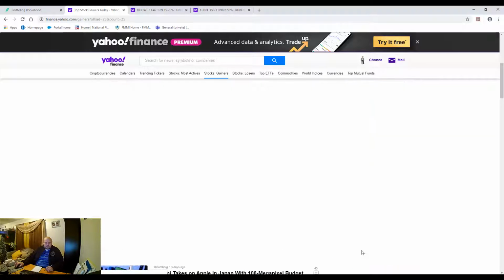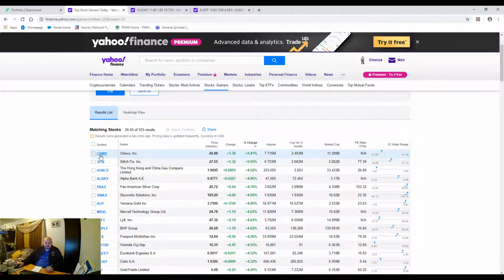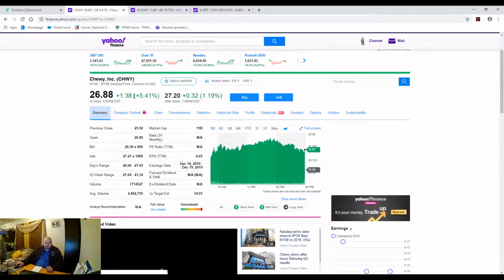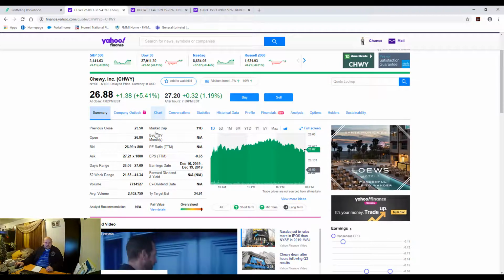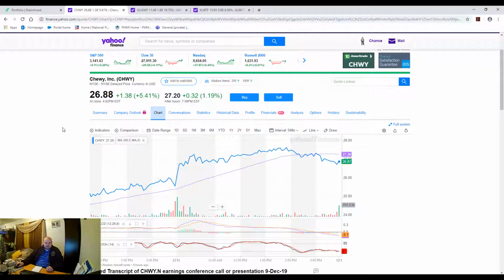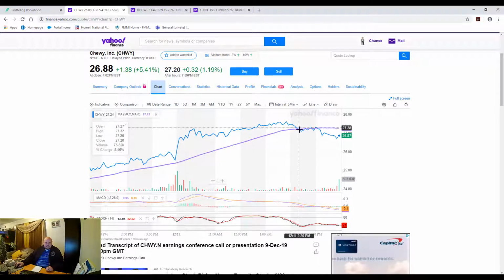Here's Chewy. Alright, so today's stock, Chewy had a 5% gain in value for the day. And we can come here to our chart and look at some of that other information I was talking about. So for the day, the moving average crossed on the downslope. That means this might be a good time to sell. And here's where it crossed on the upslope.